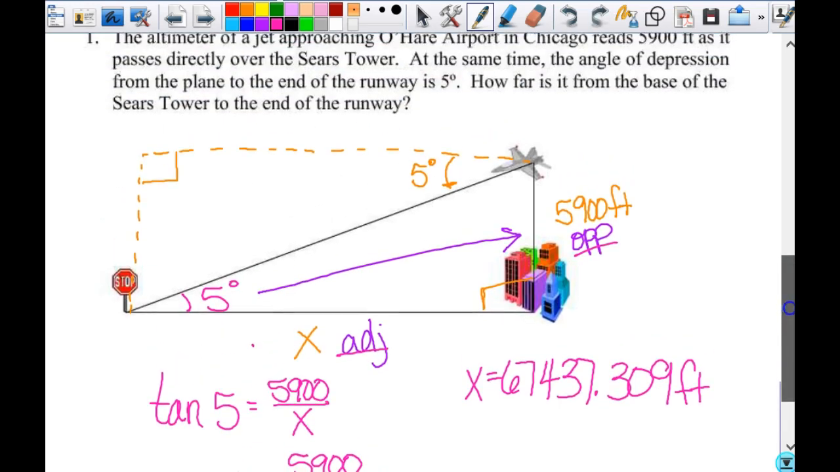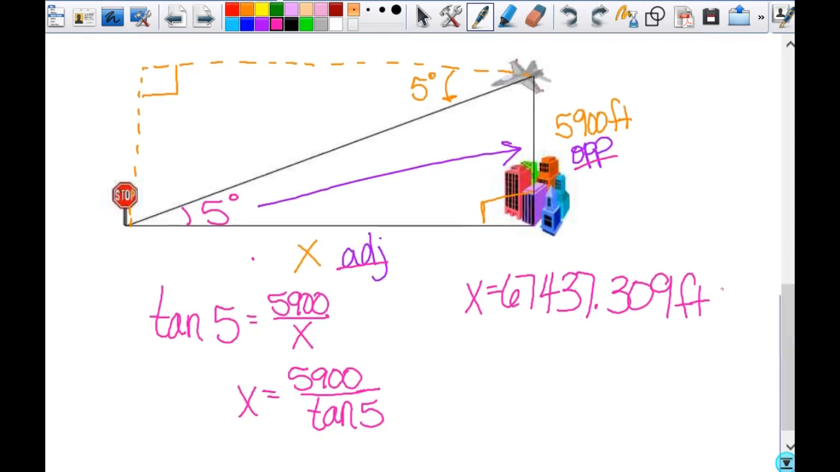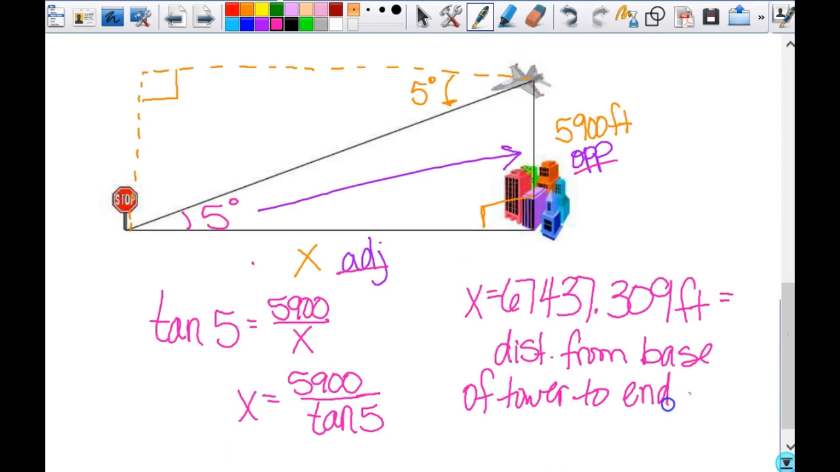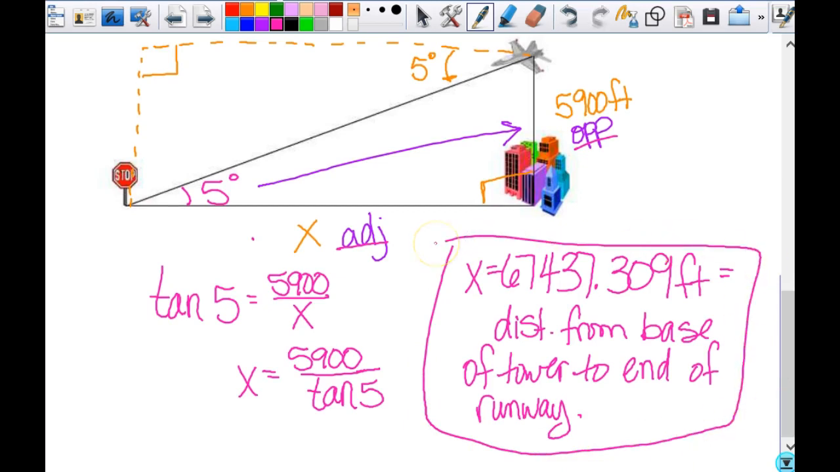It says how far is the base of the Sears Tower to the end of the runway. So this is the distance from base of tower to end of runway. In math, getting answers, you're not always so great on what the heck the number you just got means. So you got to make sure you're answering the question. Abbreviating is fine, but you got to identify it. We all good?